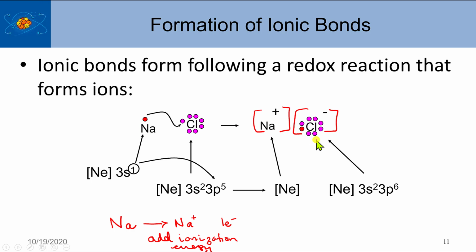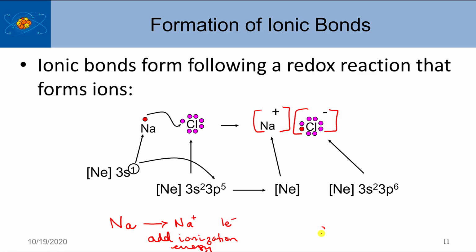Now, it's a little less obvious for the chlorine what's going on because it does seem like the sodium gives the chlorine an electron, and so it should be happier this way. In fact, chlorine getting the electron is stabilizing. It's the electron affinity for chlorine, right?